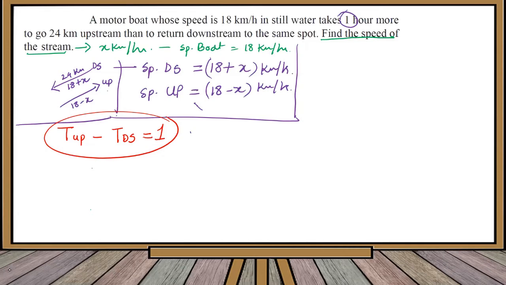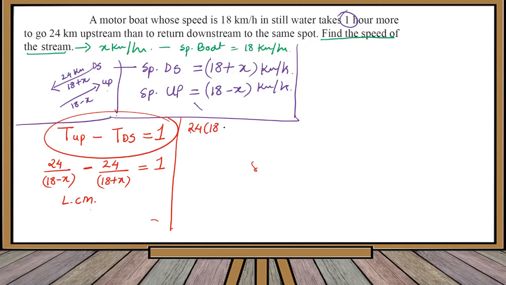So what is the distance? The distance was 24 kilometers, so let us substitute. It is 24 upon the speed in upstream, which is 18 minus x, minus the same distance 24 in downstream, but now it will be 18 plus x, whole equal to 1. Now let us take the LCM. If I take the LCM, this will be 24 into (18 plus x) minus 24 into (18 minus x), and this is equal to 1.